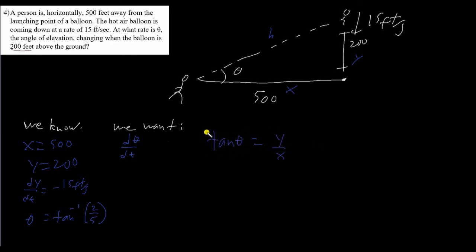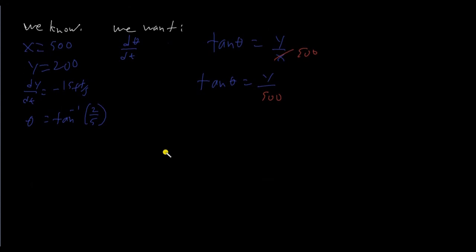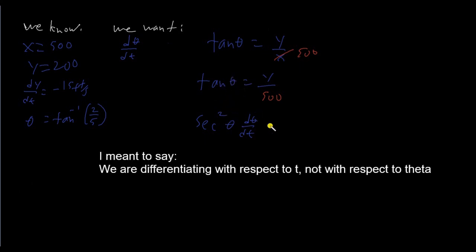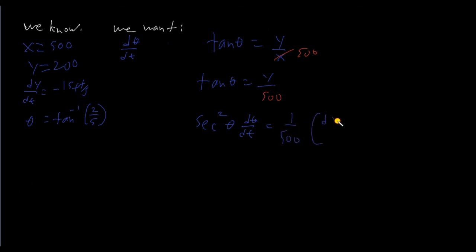Okay? And so what I can do now is say, alright, x is not really a variable here, because no matter what's going on with the angle of elevation and the height, x is always 500. So I can just replace this with a solid 500. I'll rewrite that: tangent theta is equal to y over 500. And now I can take the derivative of both sides. The derivative of tangent is secant squared, and then I multiply by d theta/dt, because we're differentiating with respect to t. And this is going to be equal to 1 over 500 times dy/dt.